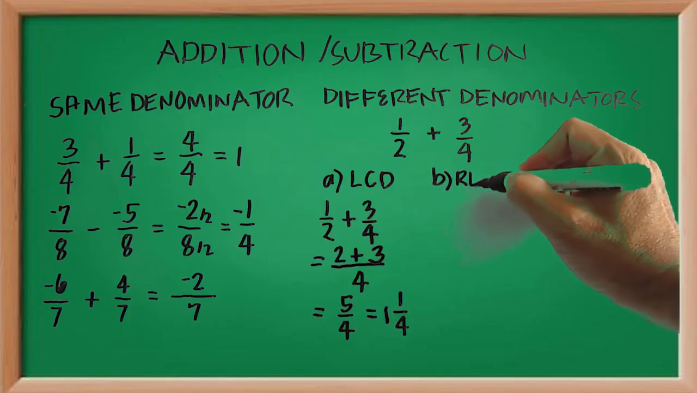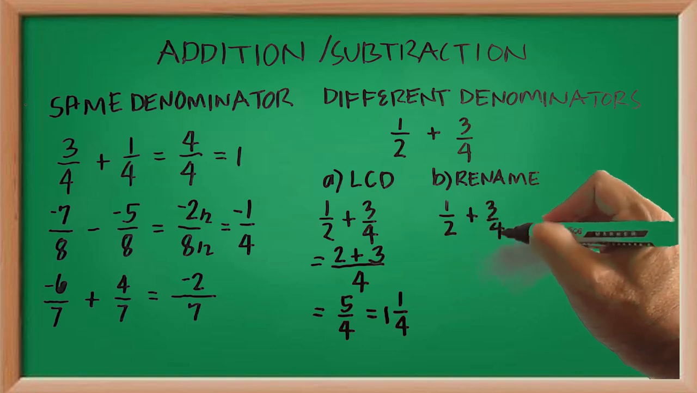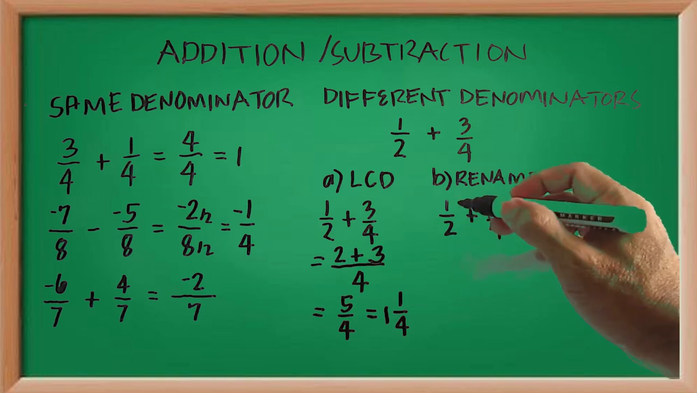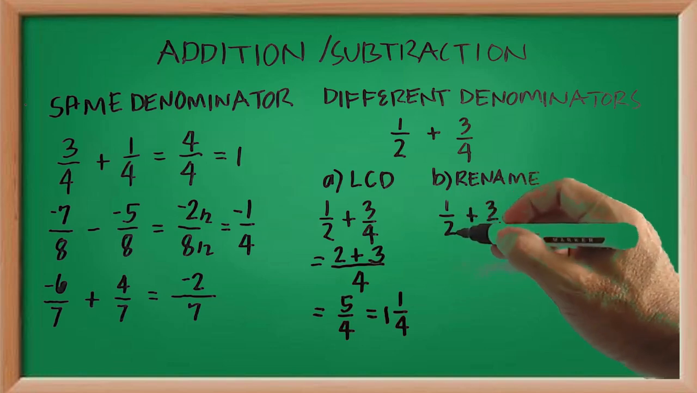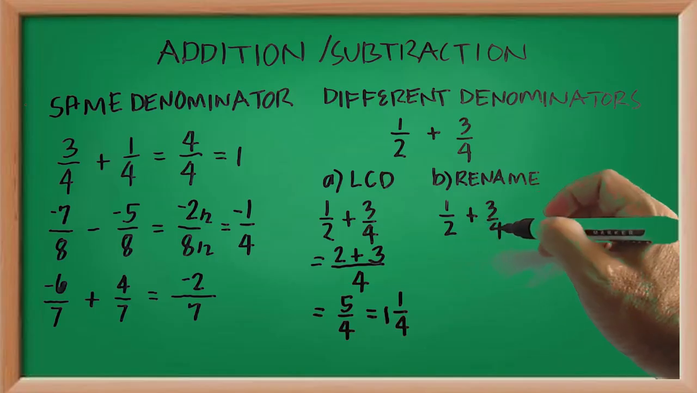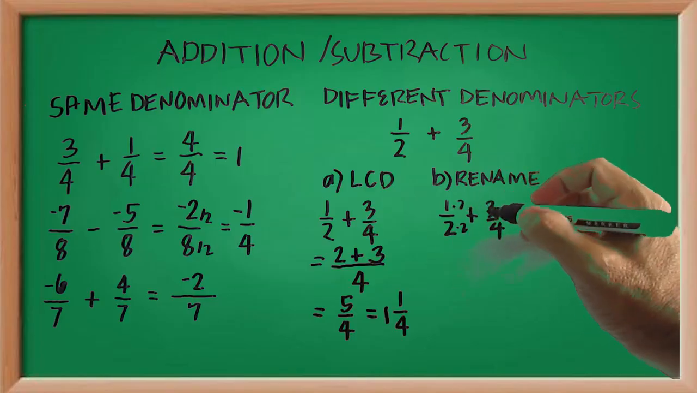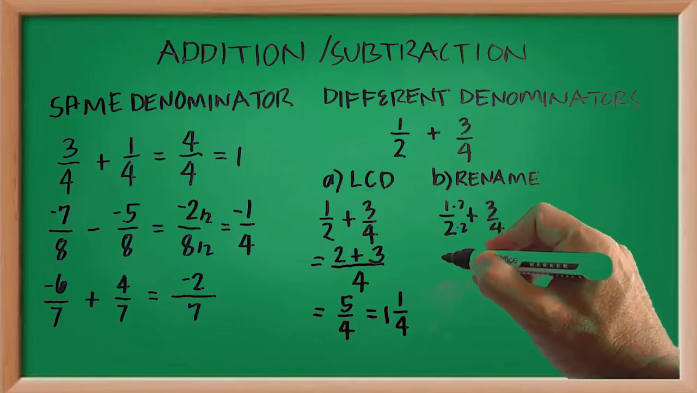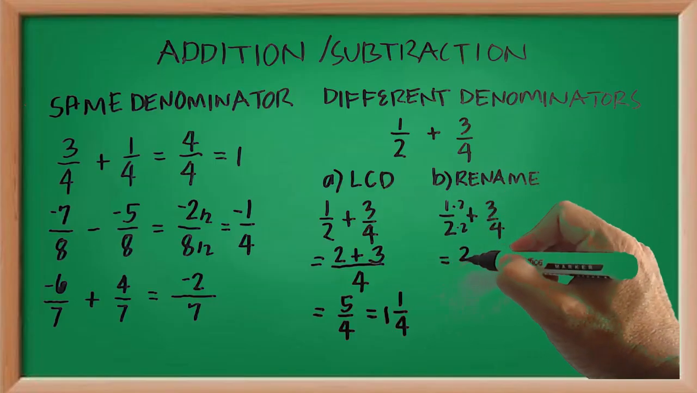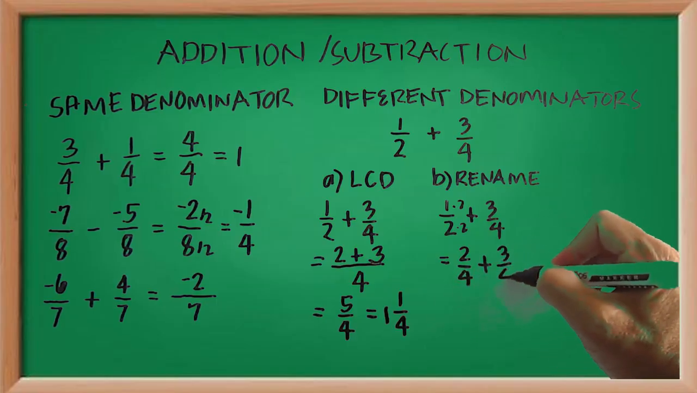Another method is by renaming fractions. 1/2 plus 3/4. Let us rename 1/2 to have a denominator of 4. What must be multiplied to 2 to get 4? Multiply 2 to the denominator as well as to the numerator. 1 times 2 is 2. 2 times 2 is 4, plus 3/4.